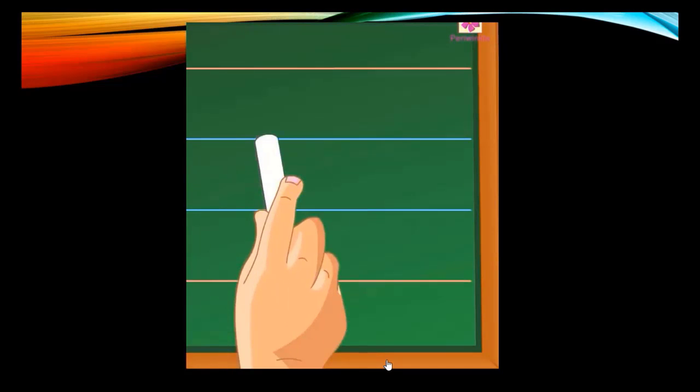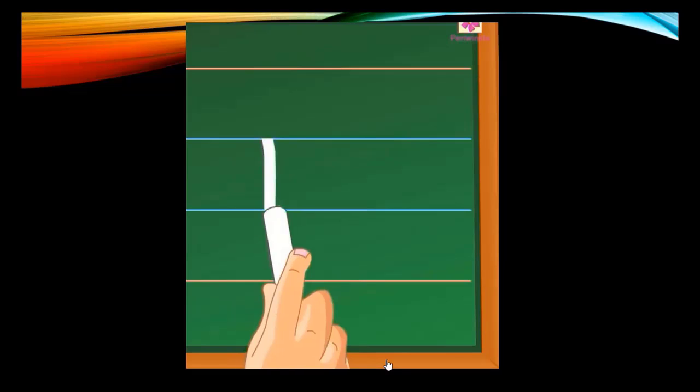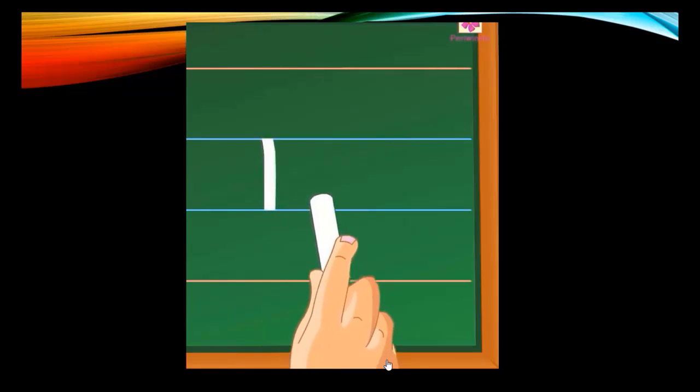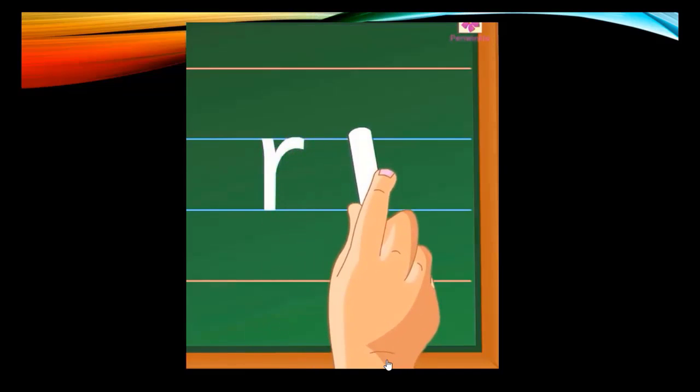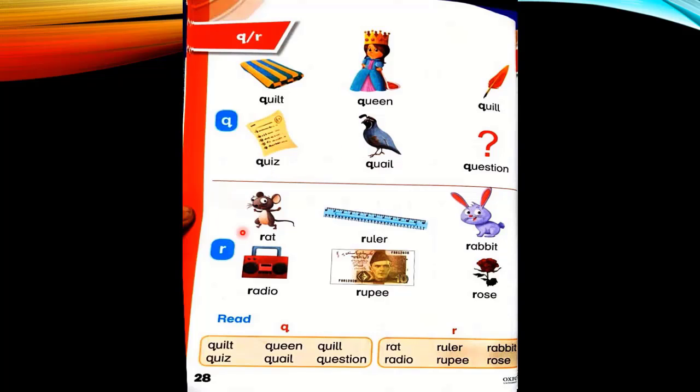R. Now let's see how to write R. Go to the upper grass line and make a small line within the grass lines. Then make a small round. R. Now open your books on page 28 and read the vocabulary of Q and R with me.